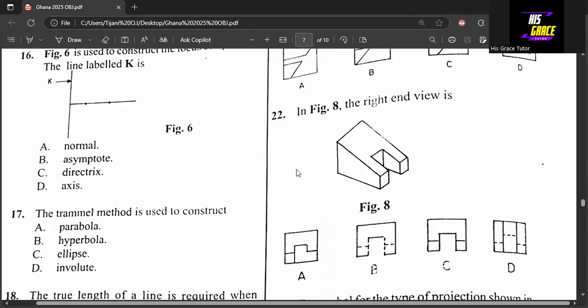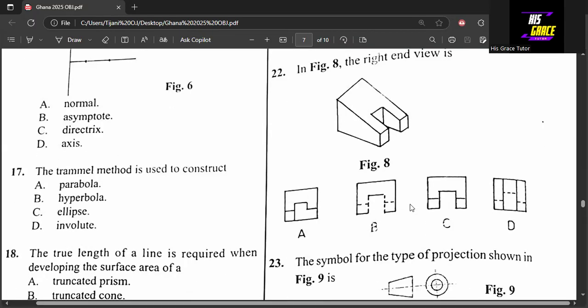When we move to question 22, in figure 8, the right-hand view is, so we are looking at the object in this direction. So what do we see? We are going to see this surface. We see the surface here. Then we see this surface. Then we are going to see part of this surface here, looking at it in this direction.